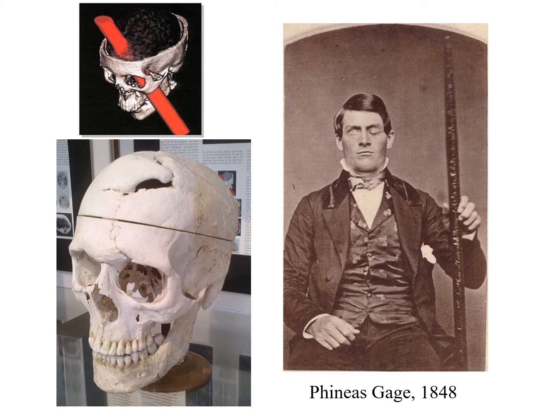This is a photo of Gage with the iron rod, and notice his left eye is closed. In the figure in the upper left, we see a scan showing the pathway that rod took. It went under the zygomatic arch, right through his eye, up through the frontal lobe of his brain. Below that, that's actually Phineas Gage's skull, right? So it preserved pretty well.